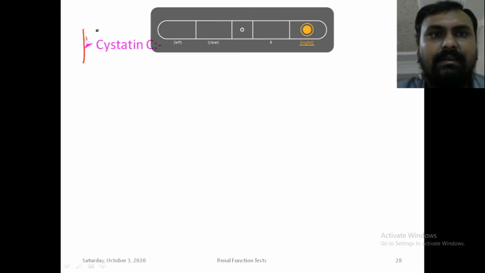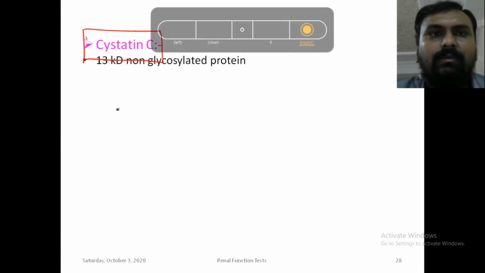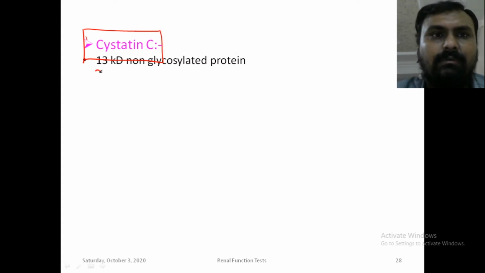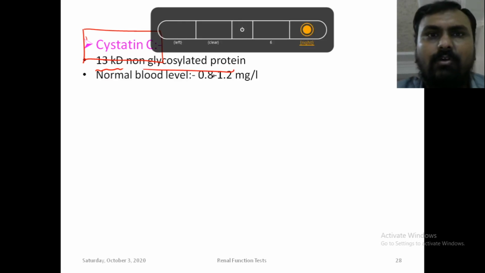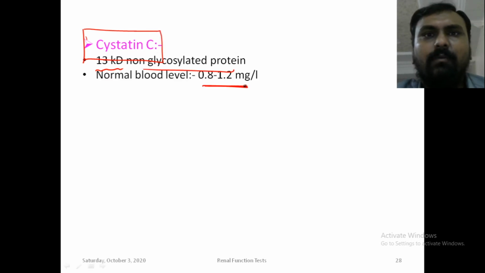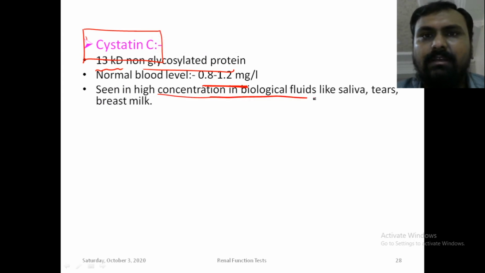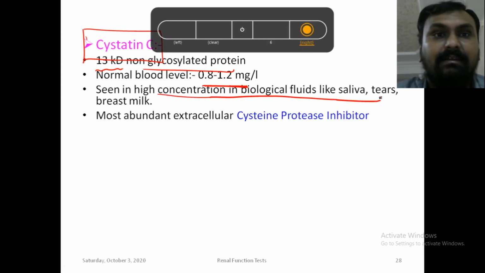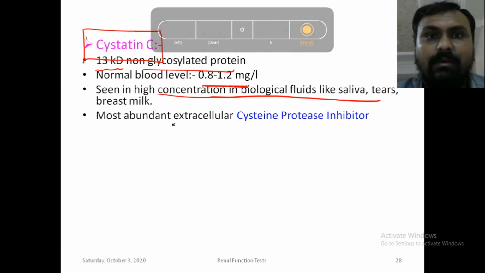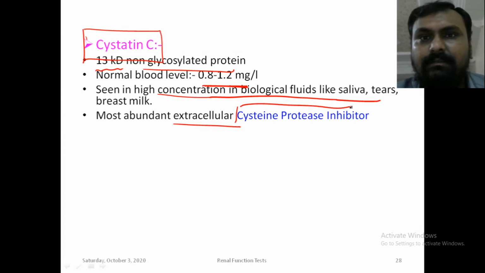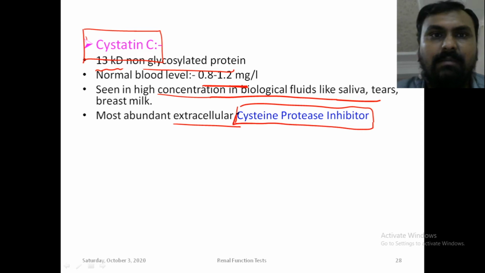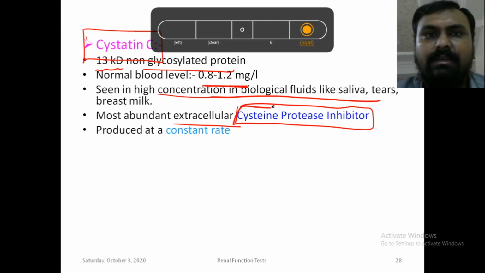Now there is a recent marker called cystatin C. Its molecular weight is around 13 kilodalton. It is a non-glycosylated protein. Normal level is around 0.8 to 1.2 milligram per liter. It is seen in high concentration in biological fluids like saliva, tears, and breast milk. It is the most abundant extracellular cysteine protease inhibitor. Okay, remember what is cystatin C? It is a cysteine protease inhibitor.